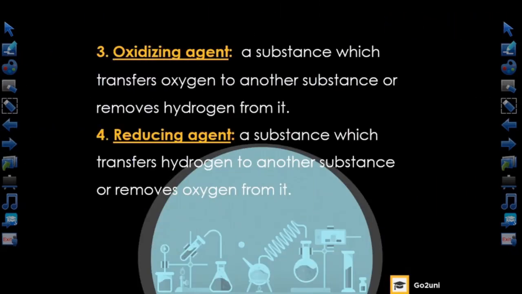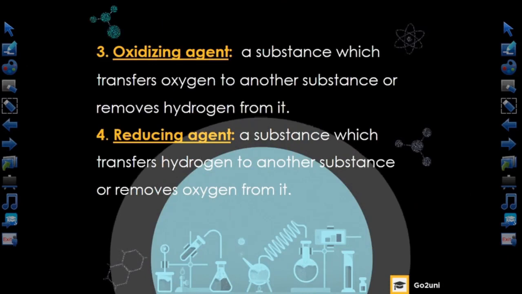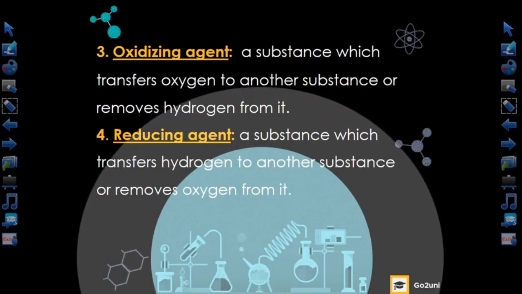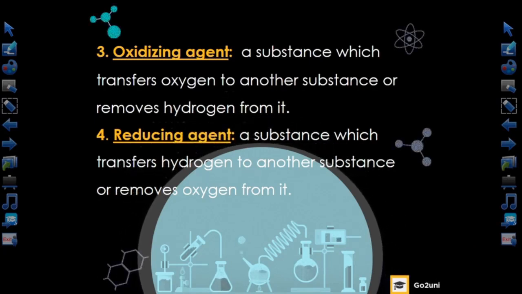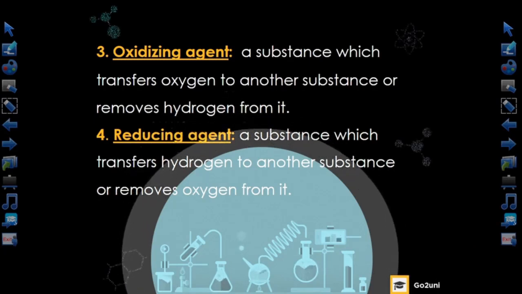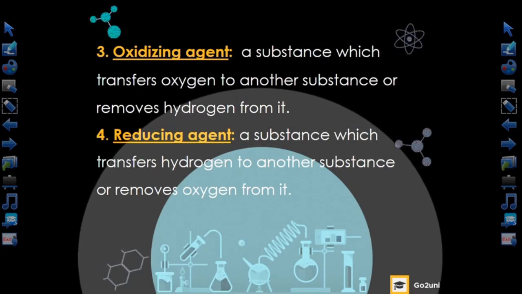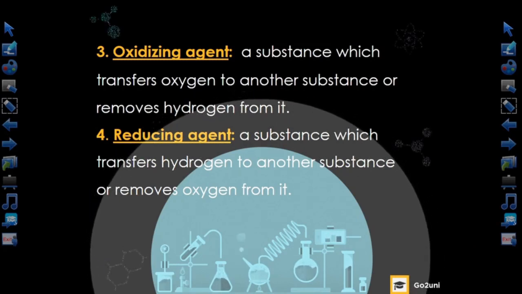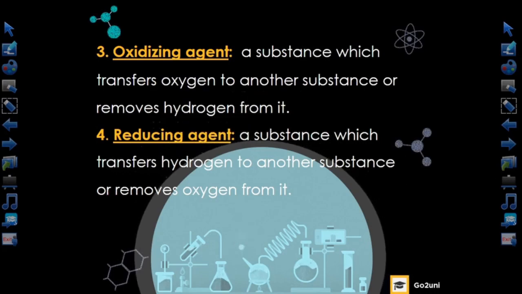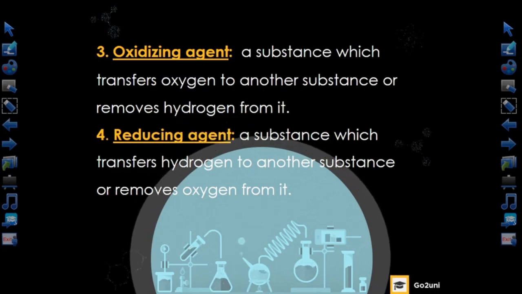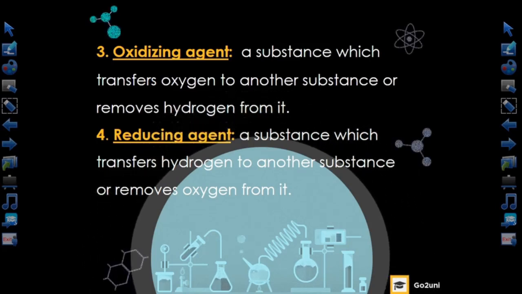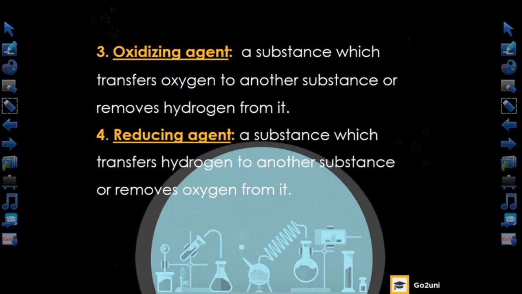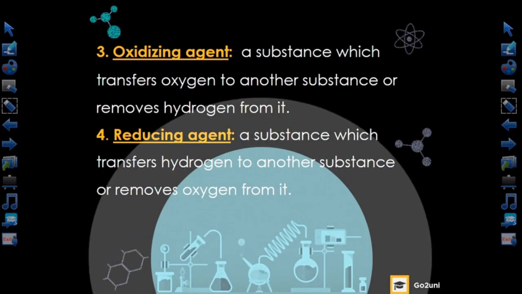Let us take a look at what oxidizing and reducing agents are. Under redox reaction, oxidizing agents are those substances that tend to transfer oxygen to another substance or remove hydrogen from it, while reducing agents are substances that tend to transfer hydrogen, that is, they give hydrogen or they take away oxygen from another substance. That is what reducing agents are, and that is all about redox reaction or oxidation reduction reaction.